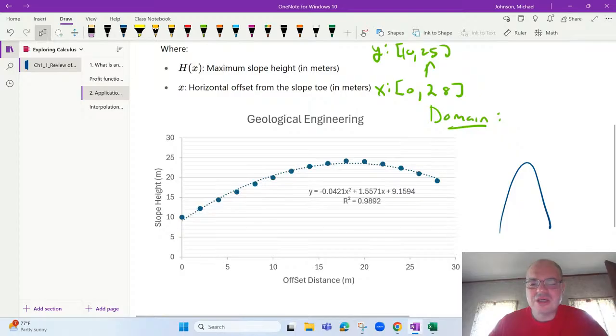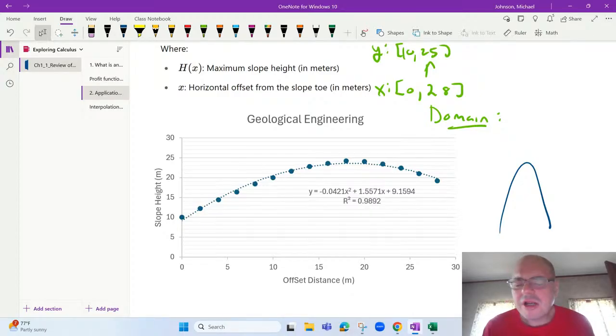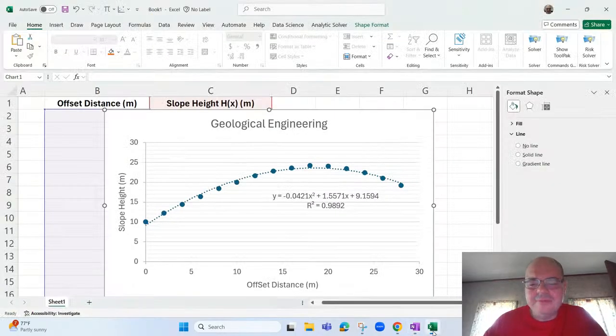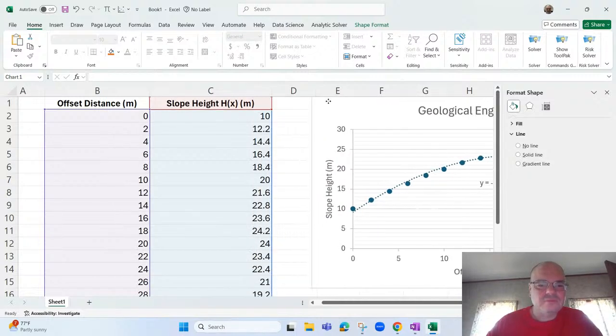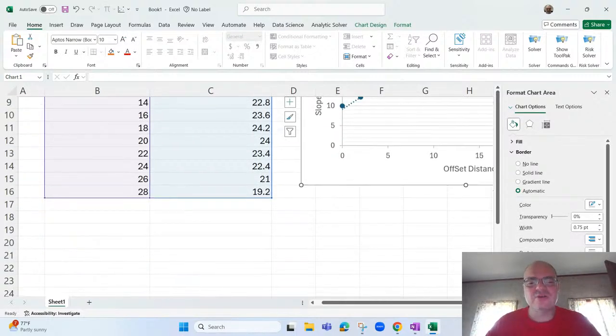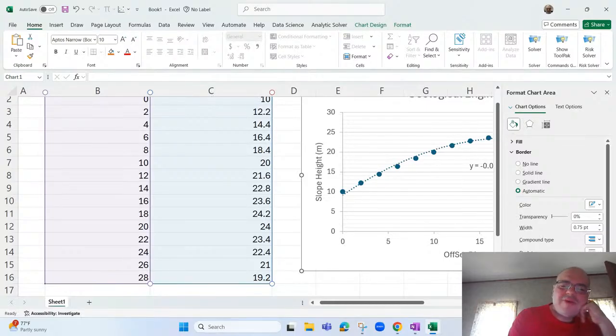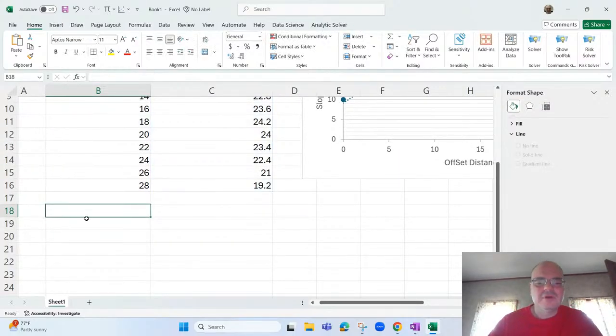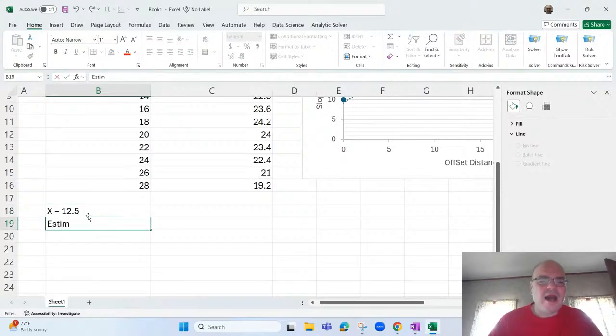Now, interpolation basically says use any value of x you want in this domain. I should do a pretty good job in estimating the relationship between offset distance and slope height. So looking at our data, we have values literally from 0 to 28, but I'm also able to say if I pick values between there, let's say if I pick a value of 12.5, x equals 12.5, estimate y.